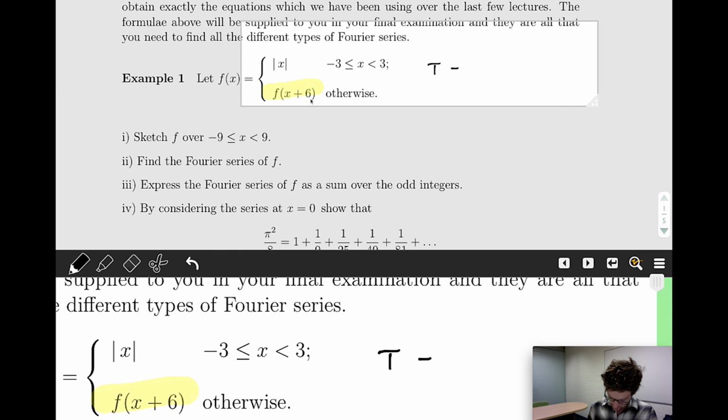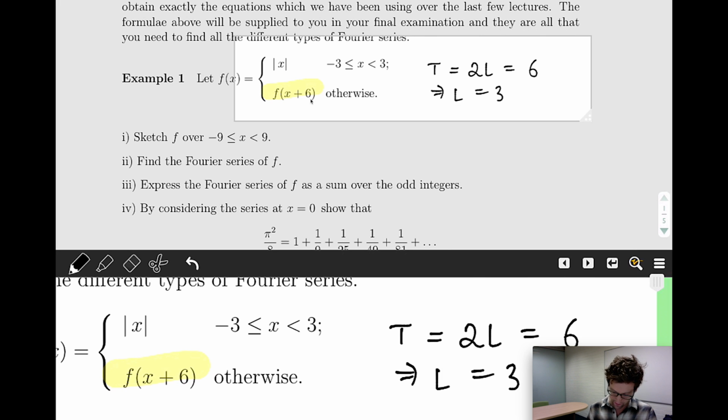So T is equal to 2 times L, which is equal to 6, which means that the half period L is equal to 3. So that's the value of L that we're going to use in those integral formulae. So we're going to sketch this function and find its Fourier series, and hopefully take advantage of symmetry in the function if we can.